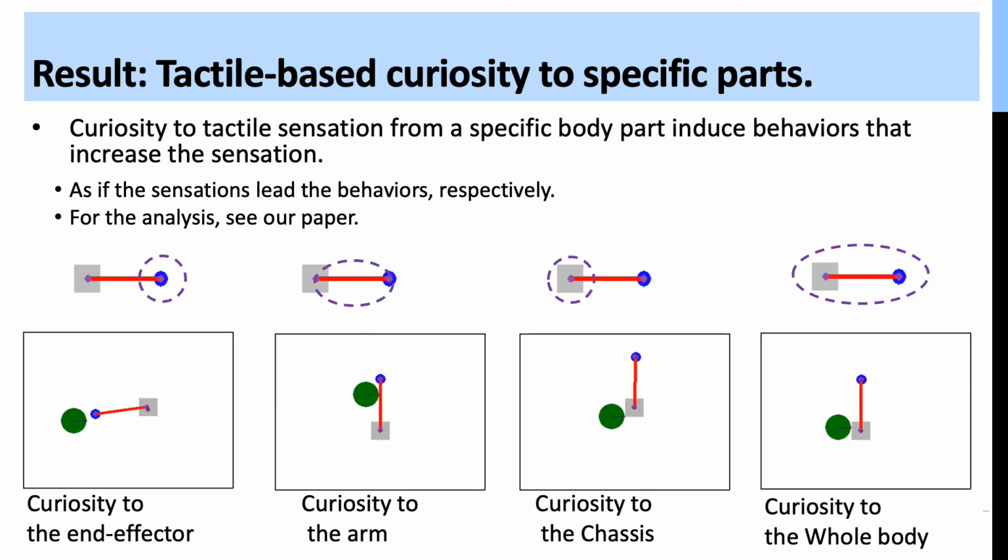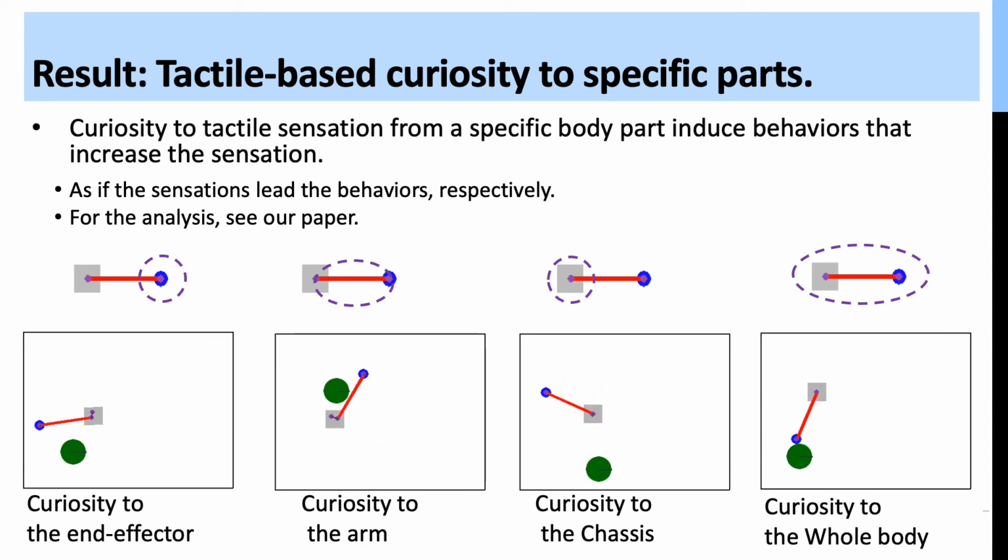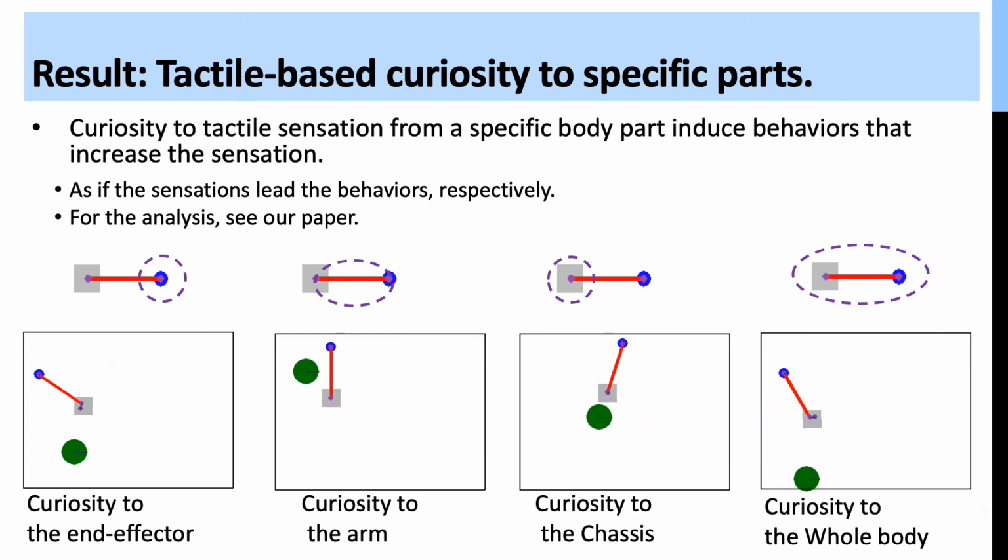These are the results of tactile-based curiosities. You can see that each agent hits the object with the respective body part that is the target of curiosity, as if the sensations lead the behaviors respectively. We do not show the analysis because of the time frame of the presentation. Please see our paper.